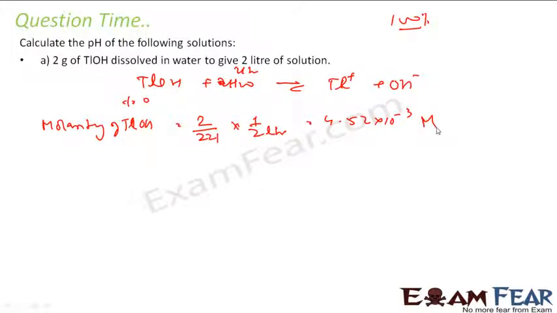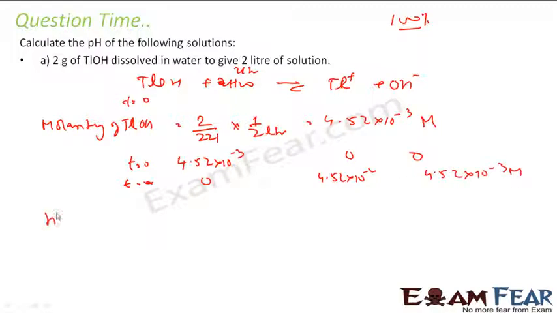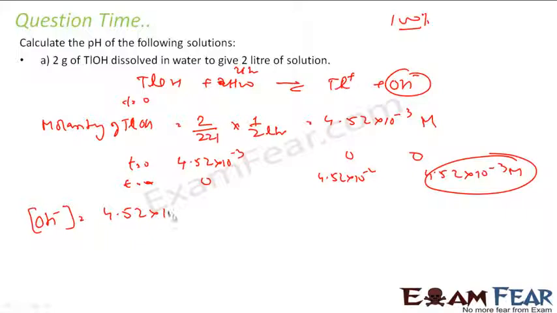This is the molarity of TlOH, right? So if you take the same exact equation, at t equal to 0, TlOH will be 4.52 into 10 to the power minus 3. This will be 0 and this will be 0. At t equal to infinite, this will become 0 and this will become 4.52 into 10 to the power minus 3, and this will also become 4.52 into 10 to the power minus 3. So my OH minus concentration is what? This guy. That is 4.52 into 10 to the power minus 3.